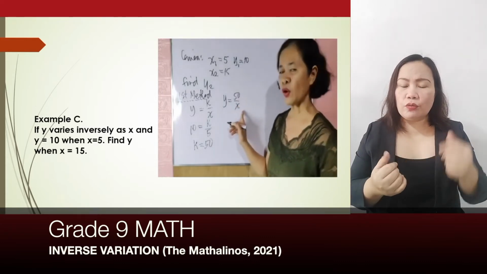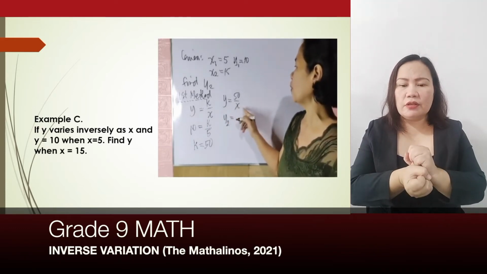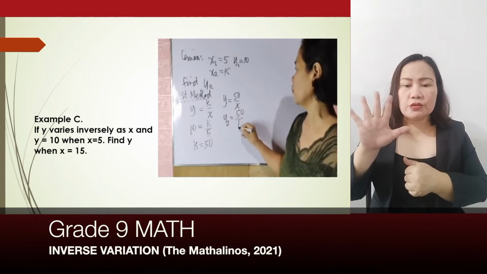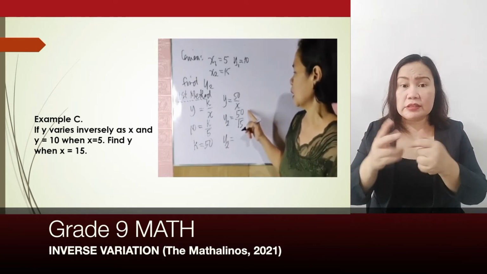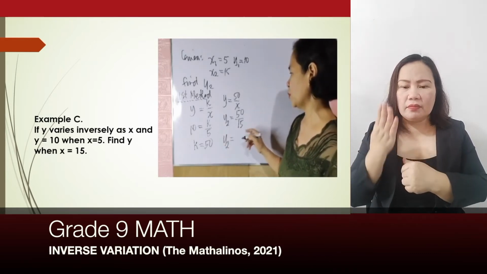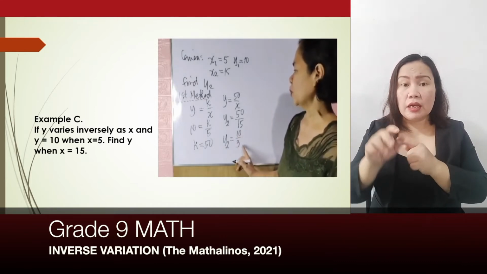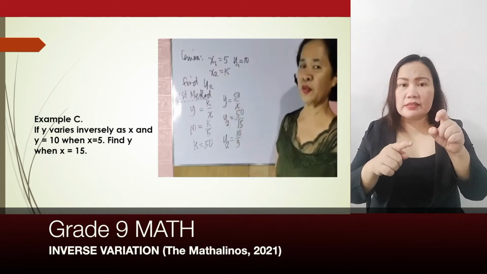Then, to solve for y sub 2, we substitute the value of x into this equation, so it will be 50 over 15. Simplifying 50 over 15, y sub 2 is 10 over 3. So, y sub 2 is 10 over 3 when x equals 15.